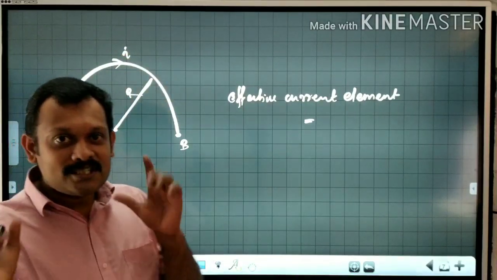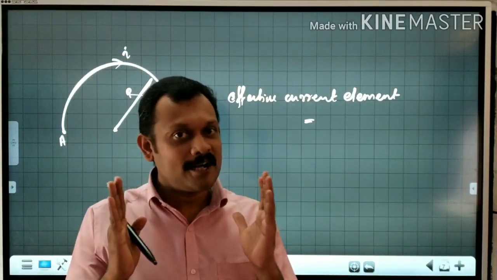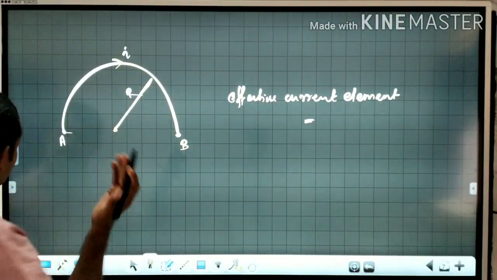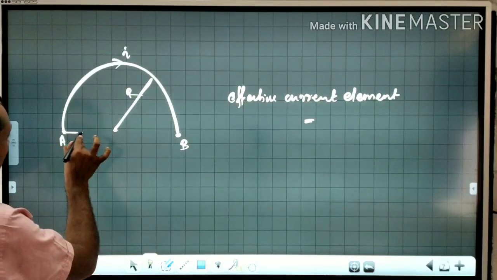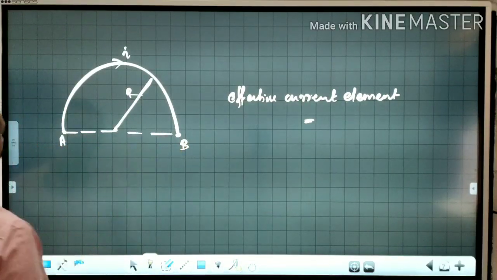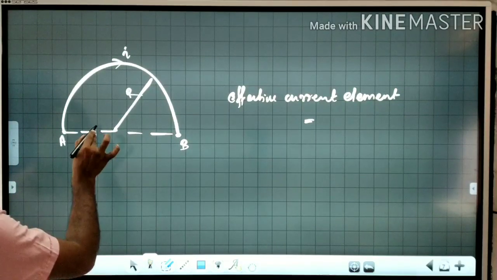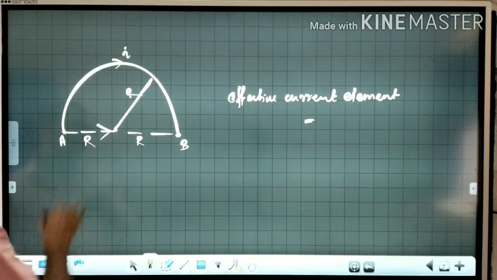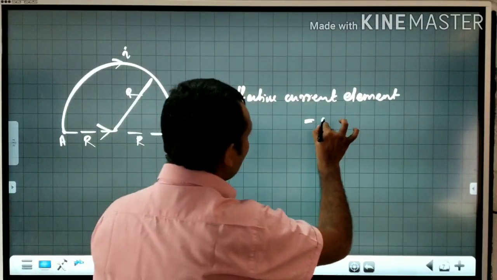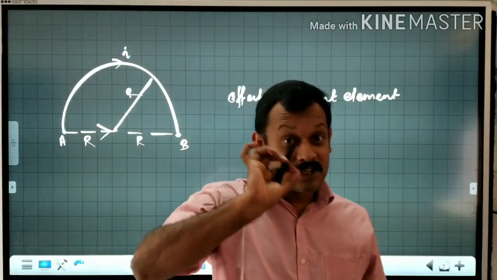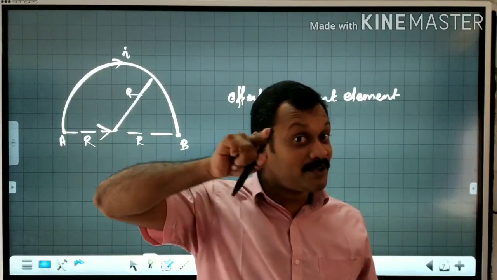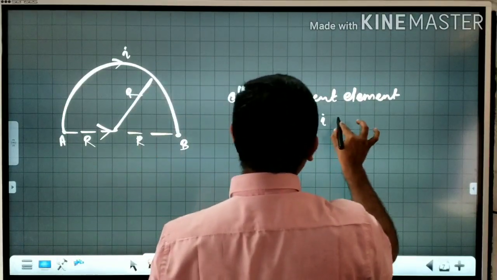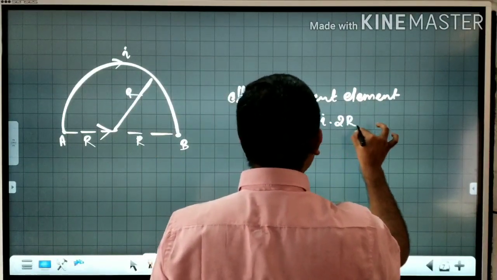This is a current carrying conductor. I have to reduce this into vector form, since current element is a vector. I can easily do it. I am using dotted lines. The effective current element here is going to be this one. This line is R and this line is R. So the effective current element is I into the straight line separation between those 2 points, which is 2R, so I into 2R.